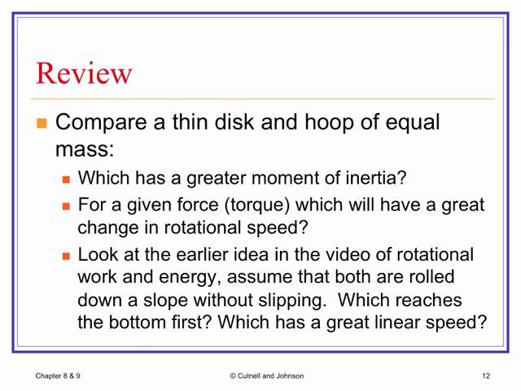And finally, we looked at an idea earlier about rotational work and energy, that it follows conservation of energy. Assume both are rolled down a slope without slipping, the hoop and the disc. Which reaches the bottom first? Which one will have a greater linear speed? Think about this in terms of the moment of inertia.